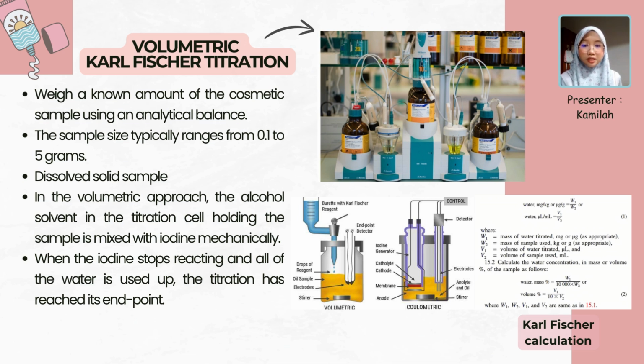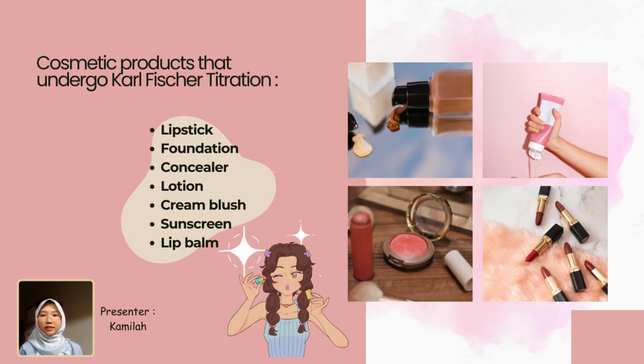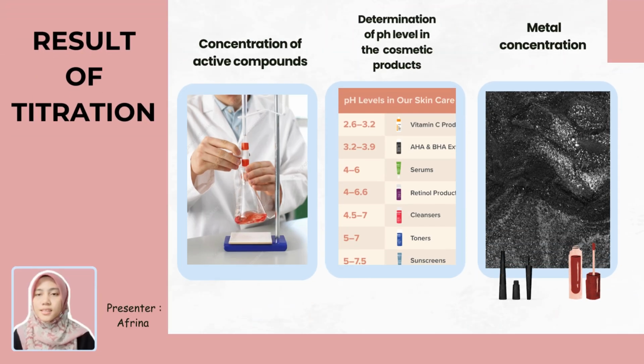After that, if the sample is in solid form, it needs to be dissolved first. Only then does the process continue with the volumetric approach, where the alcohol solvent in the titration cell holding the sample is mixed with iodine mechanically. Lastly, based on the amount of titrant and analyte used, the calculation is done using the formula shown here to obtain the main objective. A few cosmetic products that undergo Karl Fischer titration are lipstick, foundation, concealer, lotion, cream blush, sunscreen, and lip balm.